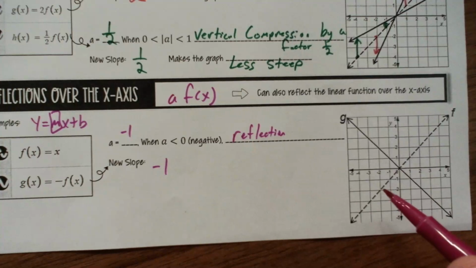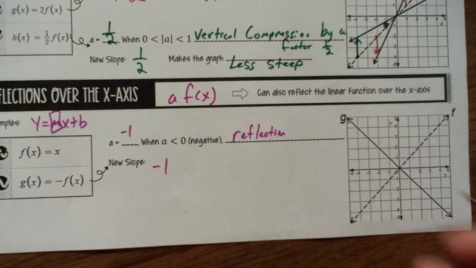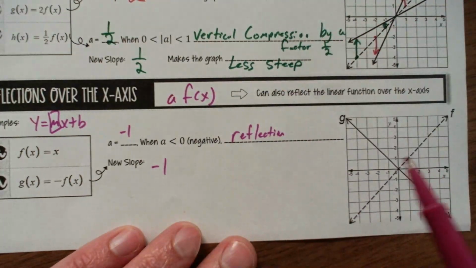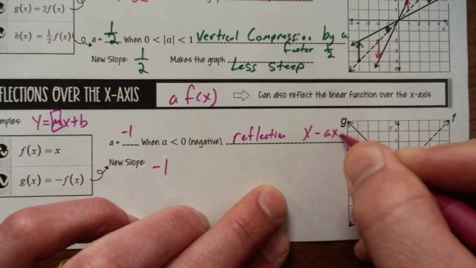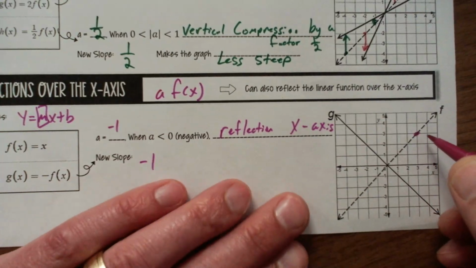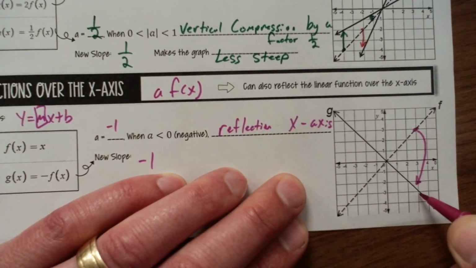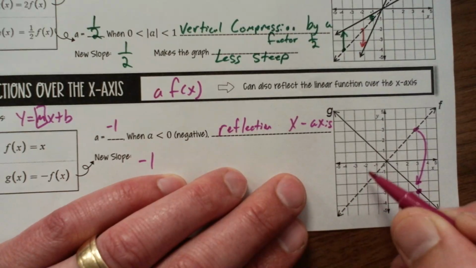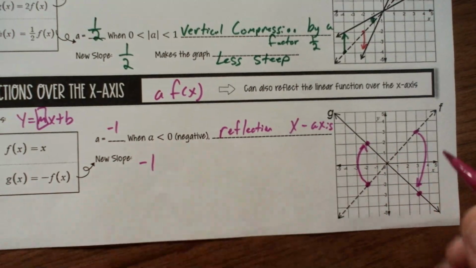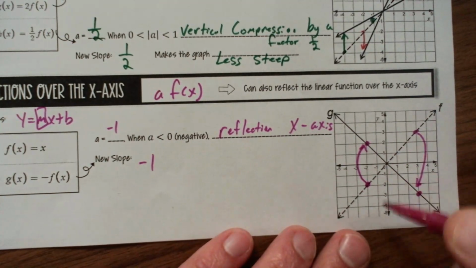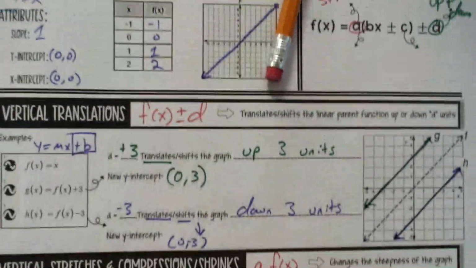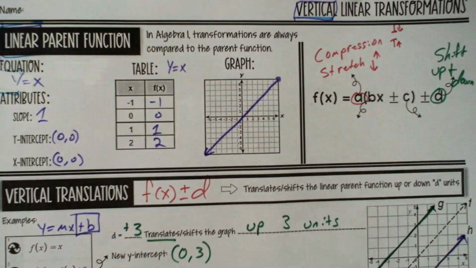If you look, you can't really tell if this is reflecting over the x-axis or over the y-axis. Because this is happening with a vertical transformation, this is actually reflecting over the x-axis. So instead of this original point at (3, 3), it's now reflected down here and becomes (3, -3). And this one, instead of (-2, -2), is reflected up here and becomes (-2, 2). So it causes a vertical reflection, reflecting over the x-axis. And so those are all the transformations for vertical linear transformations.